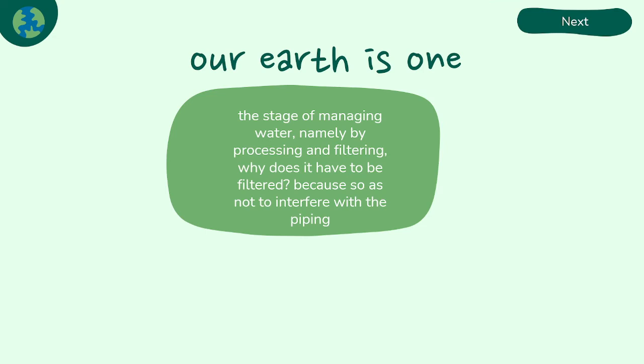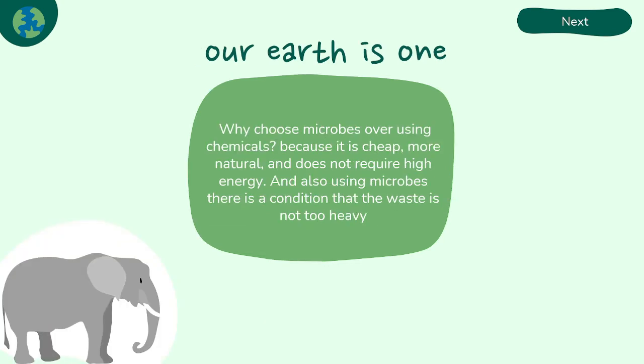The step of managing water is by processing and filtering. Why does it have to be filtered? Because so as not to interfere with the piping. And why choose microbes over using chemicals? Because it is cheap, more natural, and does not require high energy.